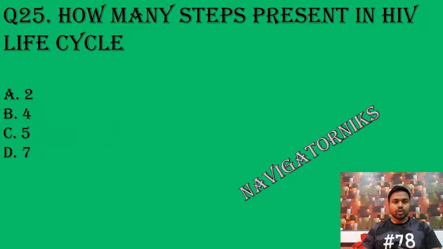Number 25. How many steps are present in the HIV life cycle? Option A, 2. B, 4. C, 5. D, 7. The correct option is option B, 4.